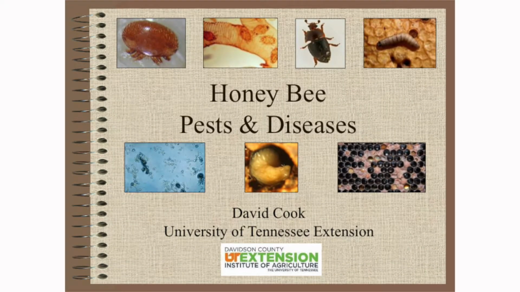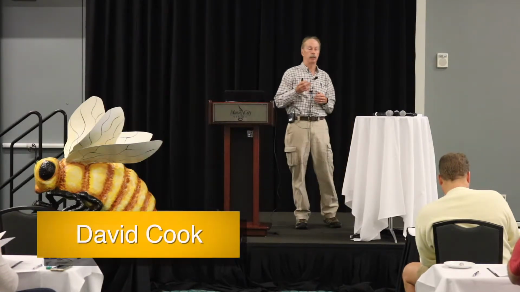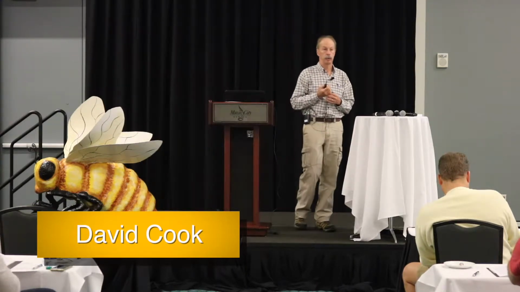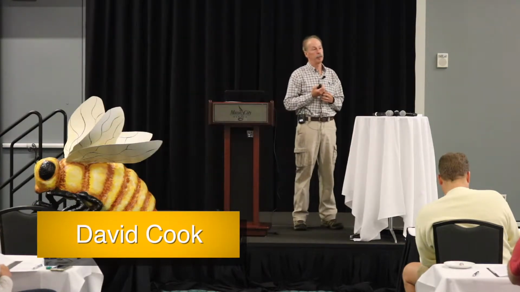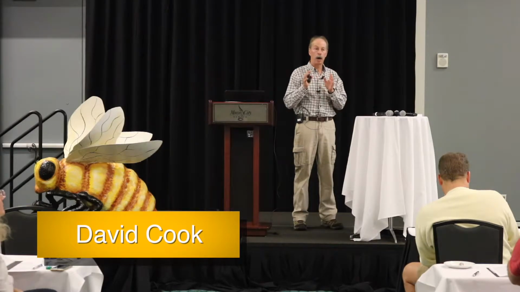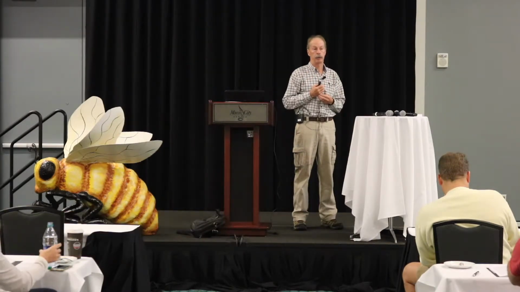So with any living organism, and anybody that's ever gardened knows, eventually something goes awry, something goes wrong. And so you've got to try to determine what is causing a problem. With bees, it is no different. So we're going to look at some of the real common type pests.